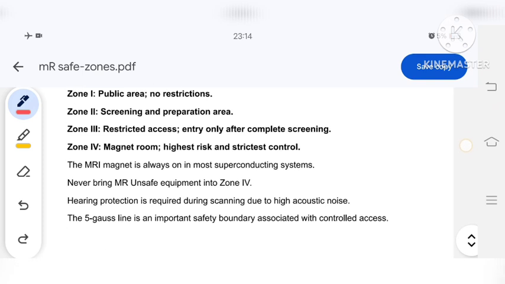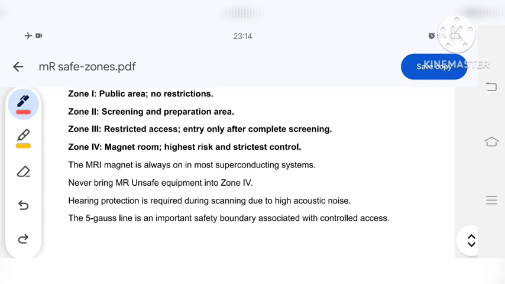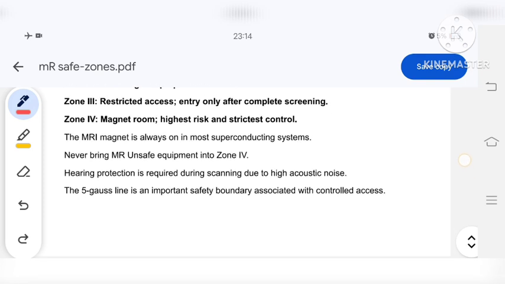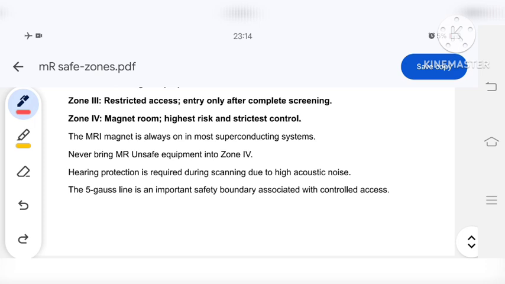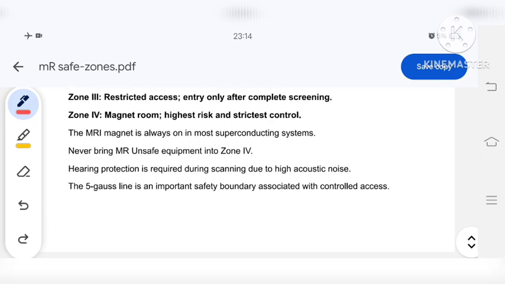Zone 4 is the magnet room, highest risk and strictest control. The MRI magnet is always on in most superconducting systems. Never bring MR unsafe equipment into Zone 4. Hearing protection is required during scanning due to high acoustic noise. The 5 Gauss line is an important safety boundary associated with controlled access.